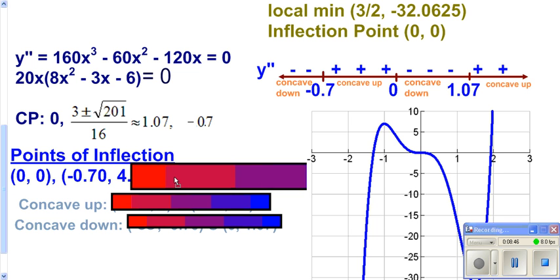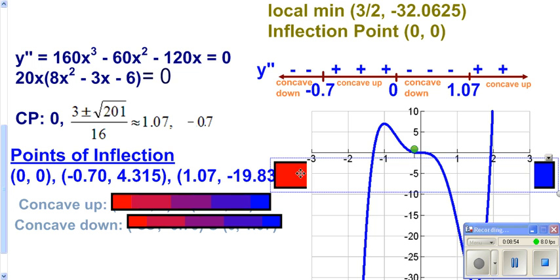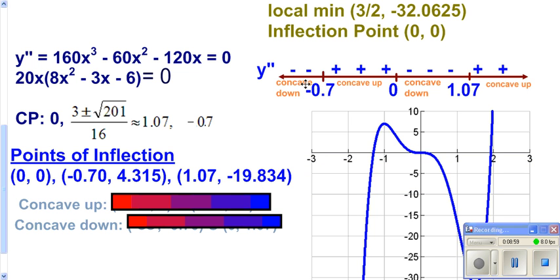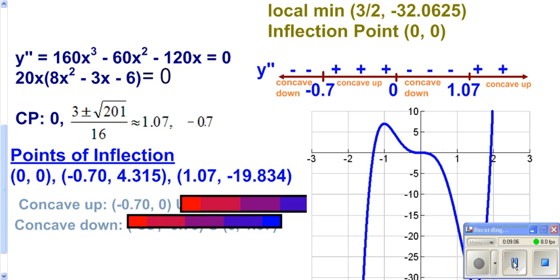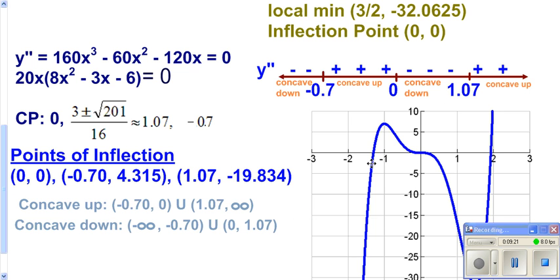Take your negative 0.70 and plug it in to your original function. Take your 1.70, plug it into your original function. They also wanted your concavity structure. So where is your second derivative negative? From negative infinity to negative 0.7, and then so on. Where is it positive? From negative 0.7 to 0, and then from 1.70 up to infinity.